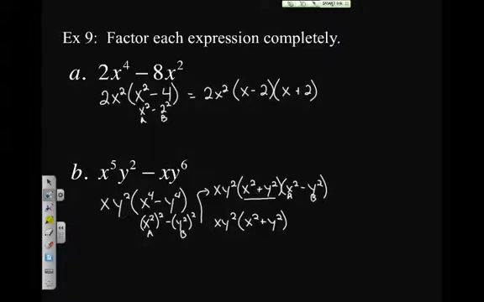And then here we're going to use that pattern again. The first piece is just x, minus the second piece is y, and then x plus y. And that gives us our answer for part B. So factoring out a common term and then the difference of squares twice.